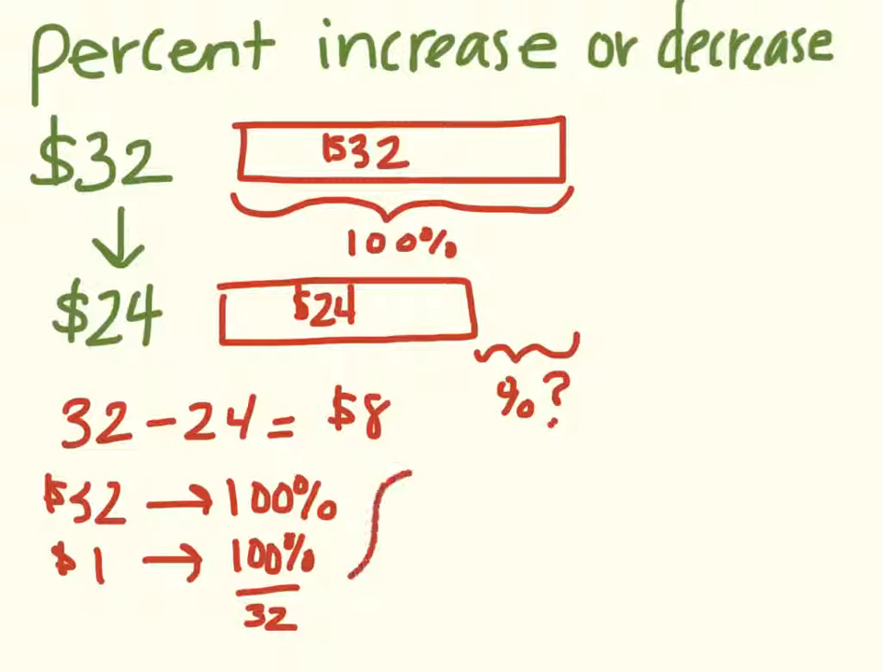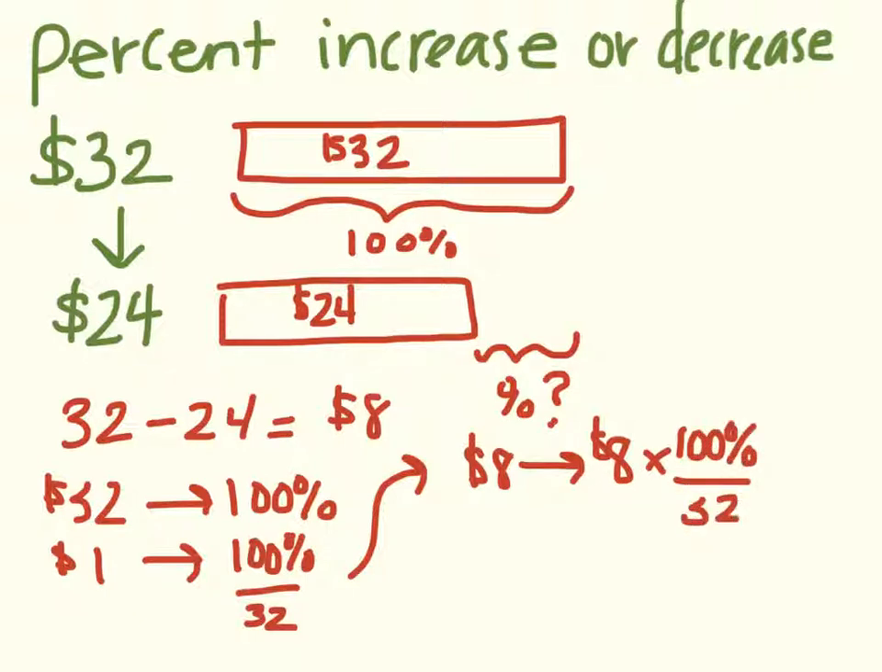Sorry, I ran out of room here, so let's go up here. And we know that the discount was $8. So we'll calculate the percent of the discount by taking $8 times 100% over 32. And then we'll calculate that. Let's see, we can cross reduce. This becomes 1, this becomes 4, which means our final percentage will be 100 divided by 4, or 25%. So the amount of the discount was 25%.